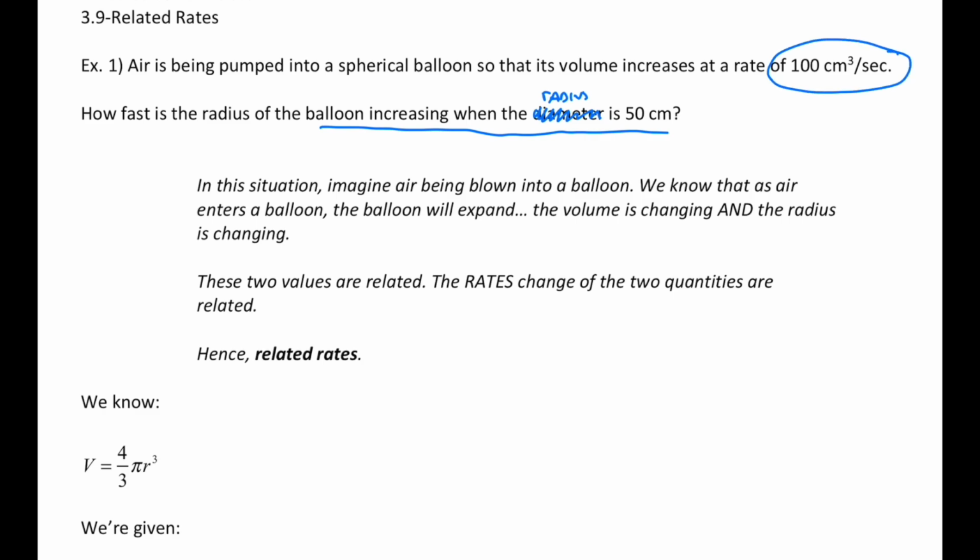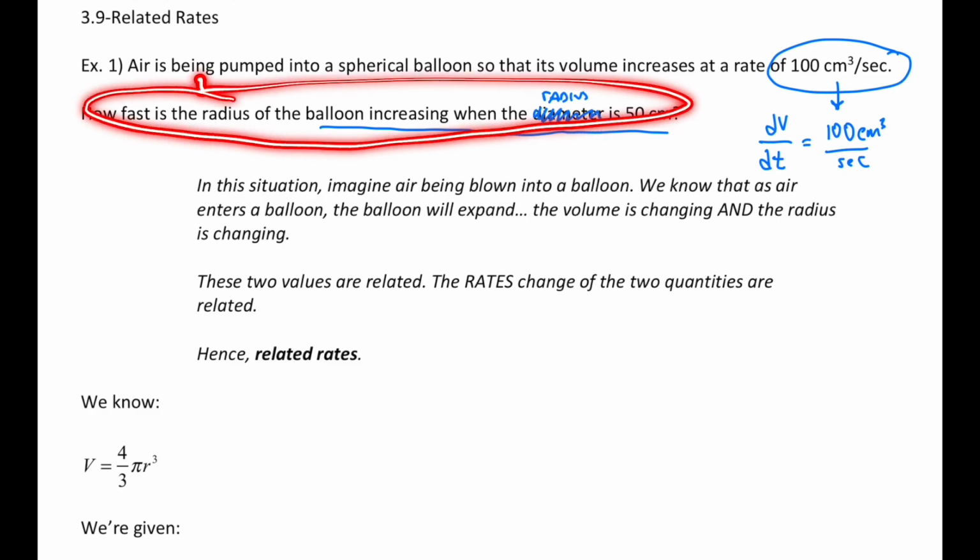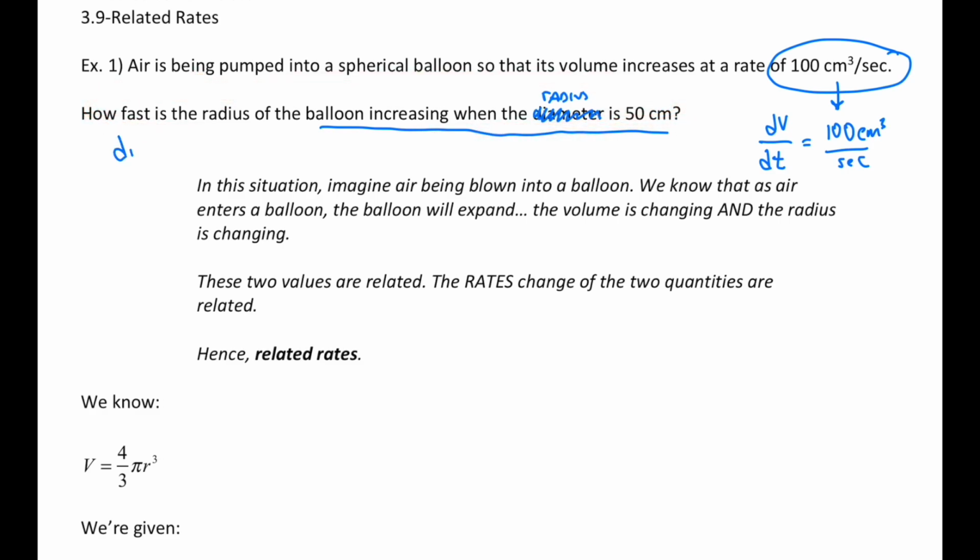The statement up in the top right, the volume is increasing. Well, that is the rate of change of the volume with respect to time. dV/dt, rate of change of volume with respect to the change in time. Like dV/dt, change in volume, is 100 cubic centimeters per second. So let's go through and find out, because in the end, how fast is the radius of the balloon increasing when the radius is 50 centimeters? We're trying to find out what's the rate of change of the radius with respect to time.